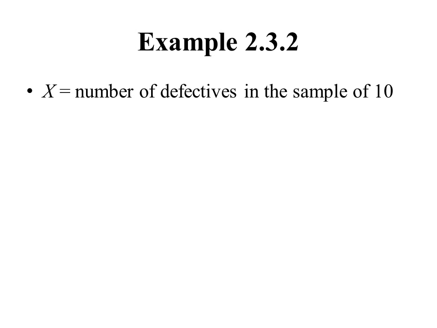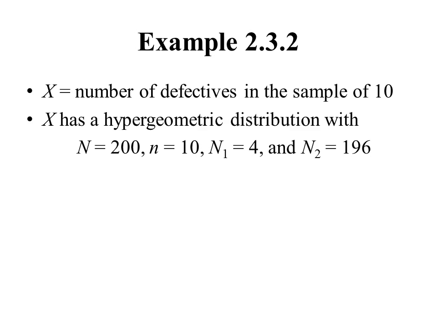Okay. And so first of all, let's define our random variable. Capital X is the number of defective transistors in the sample of 10. That's what we're really interested in, the number of defectives in our sample. Okay. So then X is a hypergeometric distribution. We've already identified that. Now we need to identify the value of its parameters.